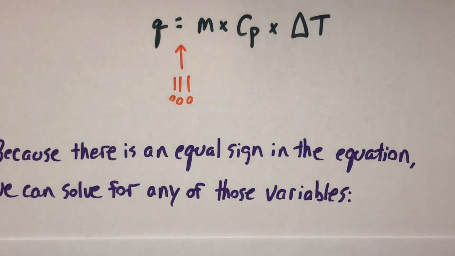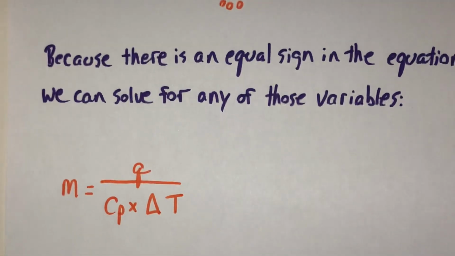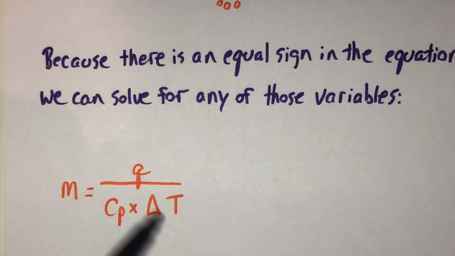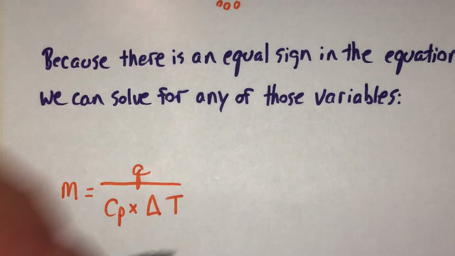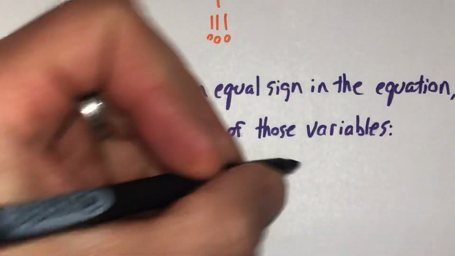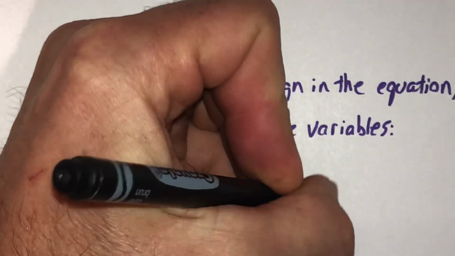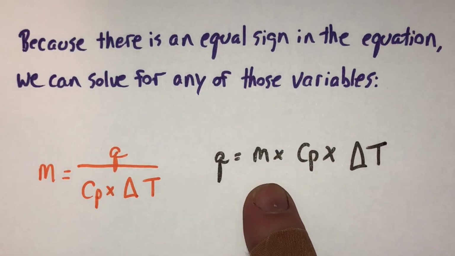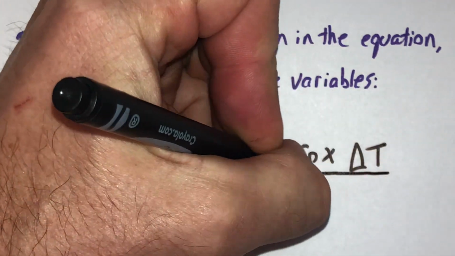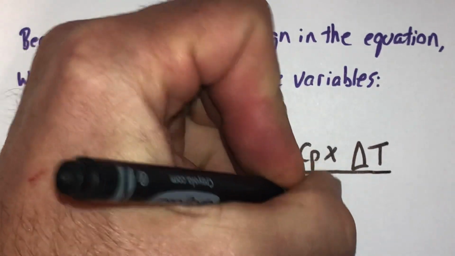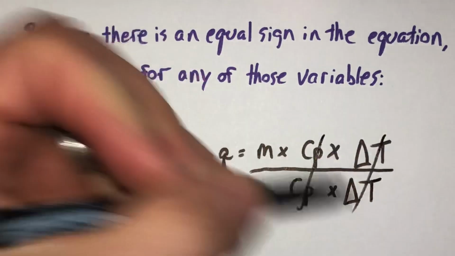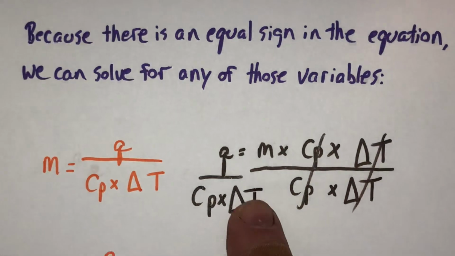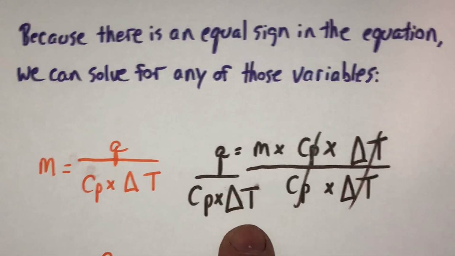If we were going to look at this algebraically, here's what that would look like. If we wanted to solve for M, we're putting Q over the specific heat and the change in temperature. So if we have our original equation, Q equals M times Cp times delta T, and we are asked to solve for the mass of a substance, we're just going to divide by Cp times delta T so that we can cancel those. And what you do to one side, you have to do to the other side. So that's where we got this: M equals Q over Cp times delta T.